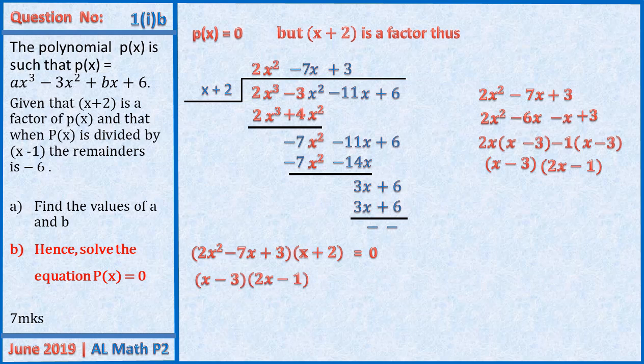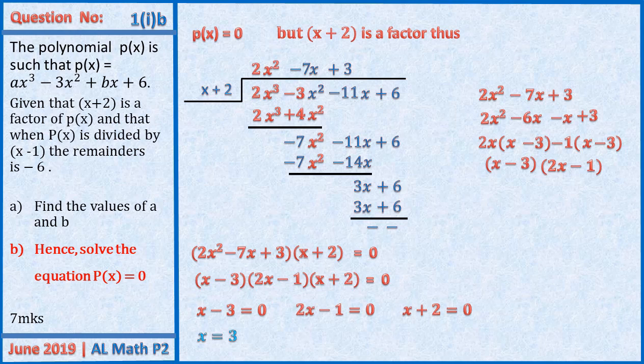We now replace this quadratic by these values and equate to 0. At this point, each of these factors should be equal to 0. So we have x minus 3 equals 0, or 2x minus 1 equals 0, or x plus 2 equals 0, giving us x equals 3, or x equals a half, or x equals minus 2. So method 3, accuracy 1.